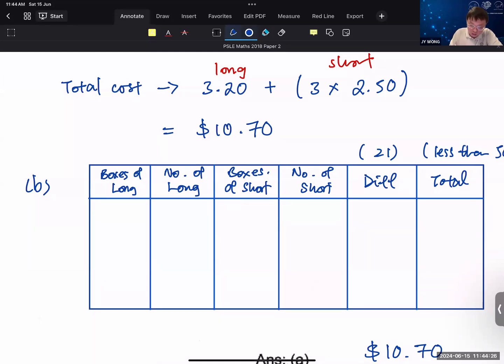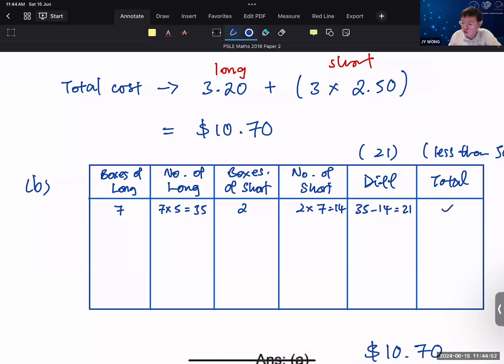So you can probably start off with something like what? Maybe 5 boxes of long candles. No, 5 boxes wouldn't work. So maybe like 7 boxes of long candles. So 7 times 5 to give you 35. And then your number of boxes of short, maybe you have 2. 2 times 7 is 14. 35 minus 14 happens to give you 21.